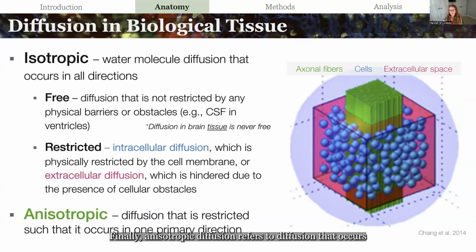Finally, anisotropic diffusion refers to diffusion that occurs predominantly in one direction. In the brain's white matter, for example, water diffuses more readily along the length of axons than across them. And this is due to barriers like the myelin and the alignment of the axonal fibers. These properties of diffusion are really critical for understanding how water movement, which is what we measure with diffusion imaging, reflects the underlying tissue organization and integrity, because this all forms the basis for diffusion imaging techniques, including DTI. So it's really crucial that we understand that there are differences in the way that the water moves in different compartments.